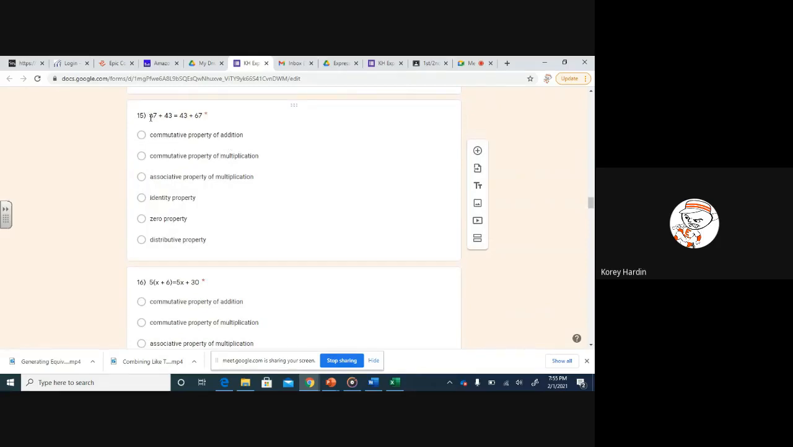Number 15, 67 plus 43 equals 43 plus 67. Is that commutative property of addition, commutative property of multiplication, associative property of multiplication, identity property, zero property, or distributive property?